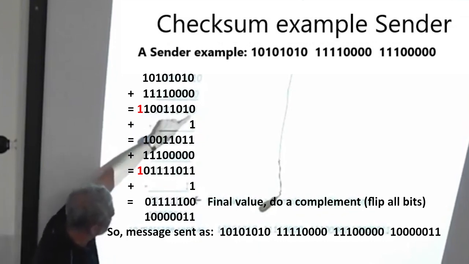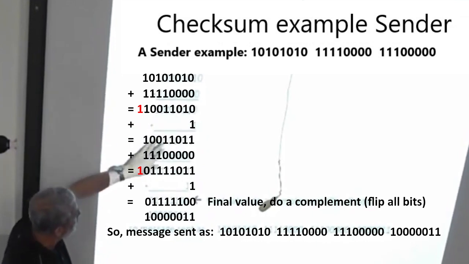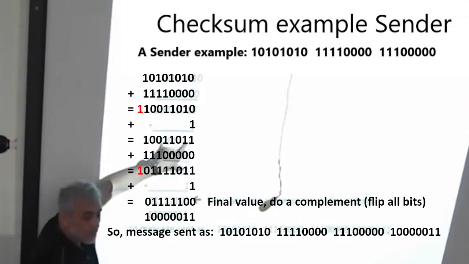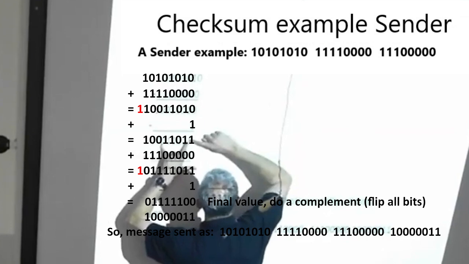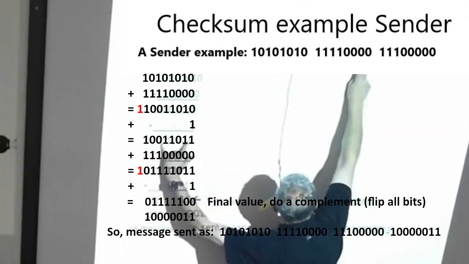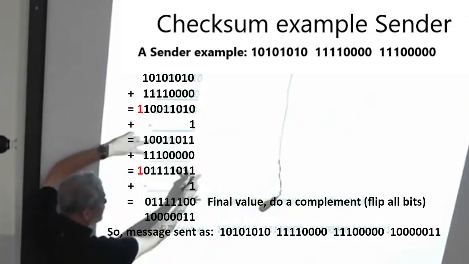So in this case here, 0 plus 1 is 1, and the rest of the numbers, they just add to nothing. So now we've just added those two, and that's the result. So now we add that result to the third byte, which is this one here. So we add this plus this.